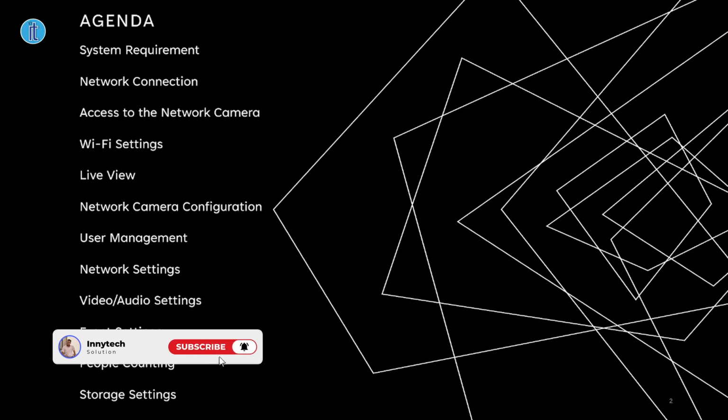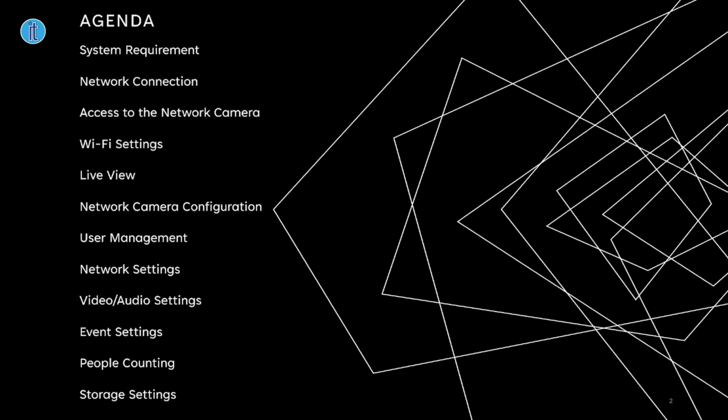On the agenda, this is what we have. We have the system requirements, the network connection, the access to the network camera, Wi-Fi settings, live view, network camera configuration, user management, network settings, video/audio settings, event settings, people counting, and storage setting. Today, I'll be showing you guys the system requirements, network connection, and access to the network camera.